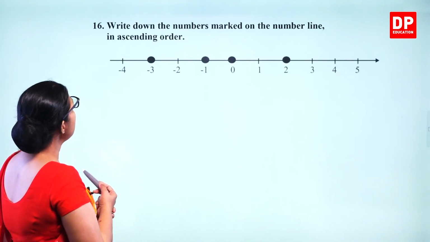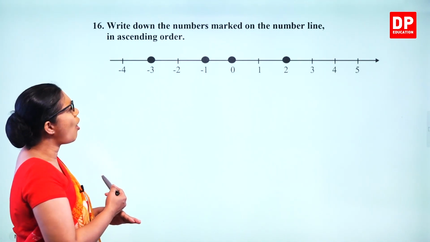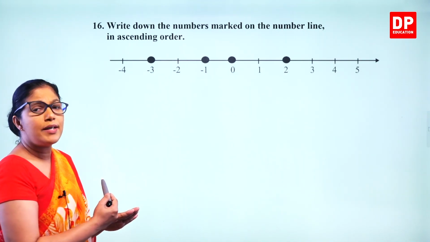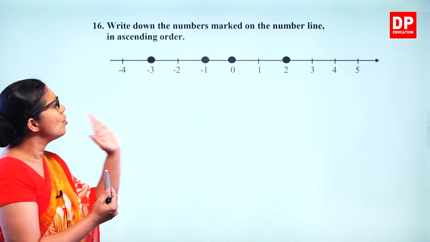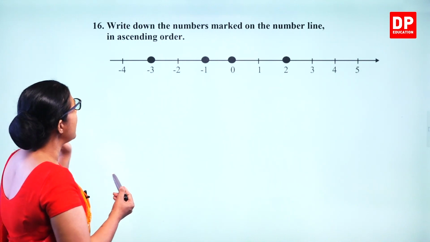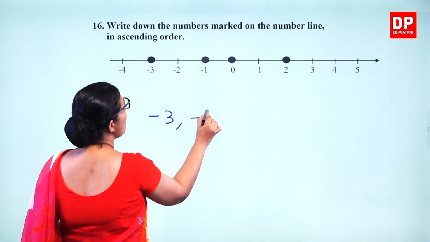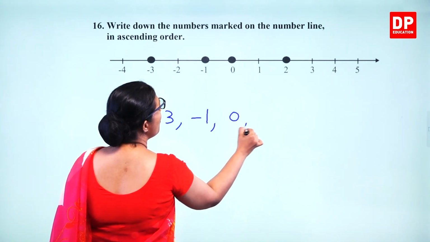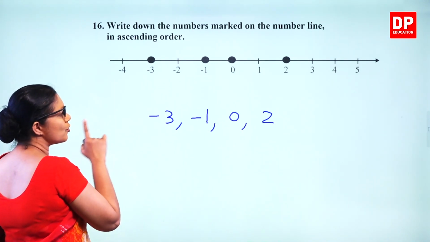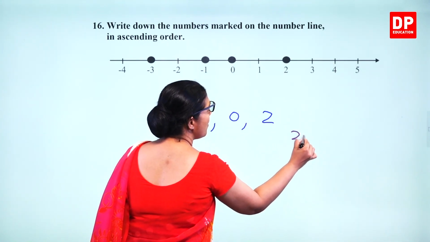Question number 16. Write down the numbers marked on the number line in ascending order. Ascending order means lowest to highest. So that means we have to start from the left hand side. So -3. Then you get -1, 0 and 2. So ascending, lowest to highest. So 2 marks for that.